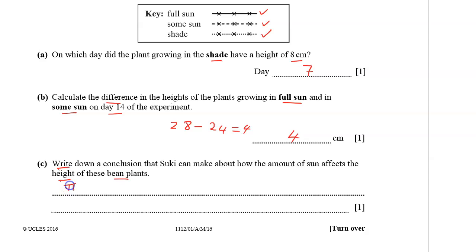So we conclude that the more the sun, the taller or the faster the bean plant grows. You can use both. So the sun contributes to the growth of the bean plant.